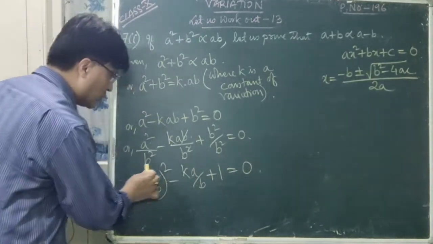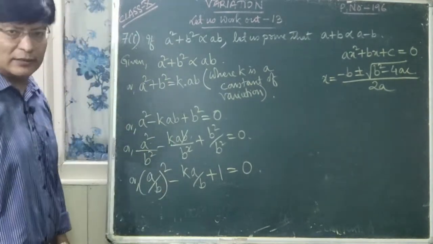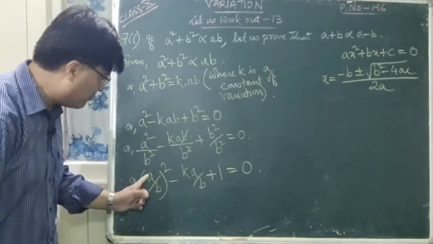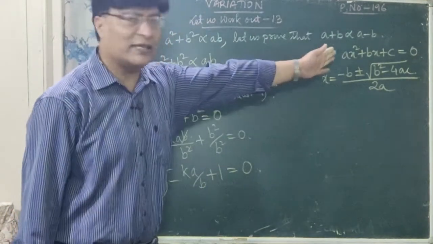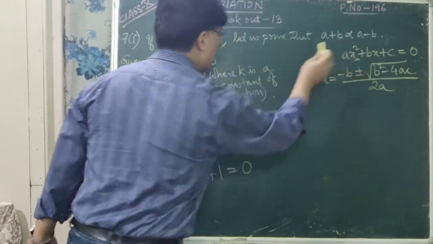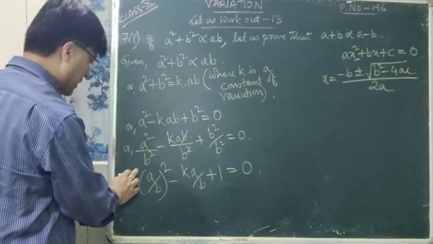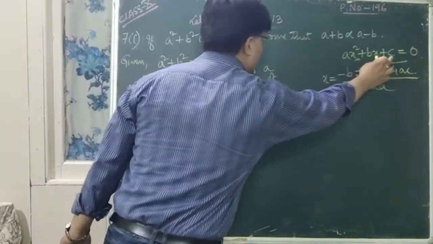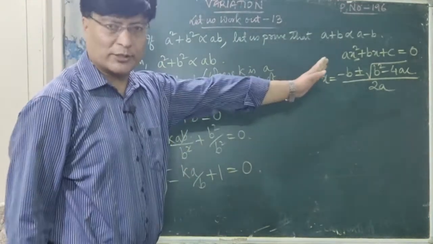So you know that this is a quadratic equation in terms of a by b. A and b both are the variables here, so a by b is also a variable. So you can compare this quadratic equation with that quadratic equation, right? Instead of x, here this is a by b. Instead of a, there is 1, so a is equal to 1 here. What is b equal to? b is equal to minus k. And c is equal to 1. Is that clear? So we can compare these two quadratic equations.